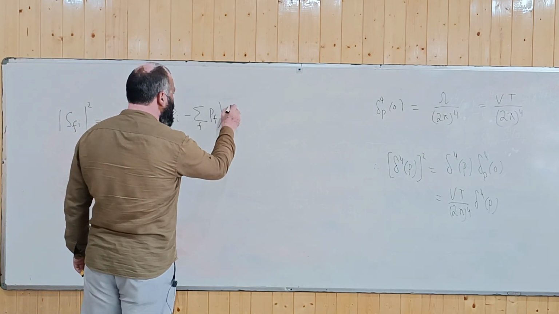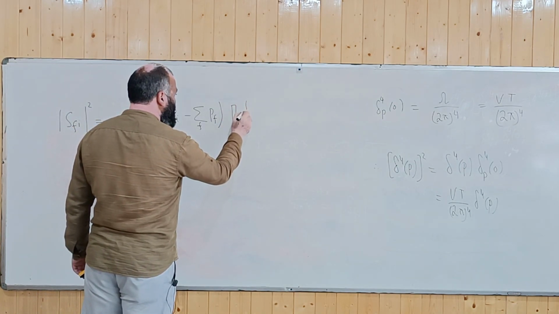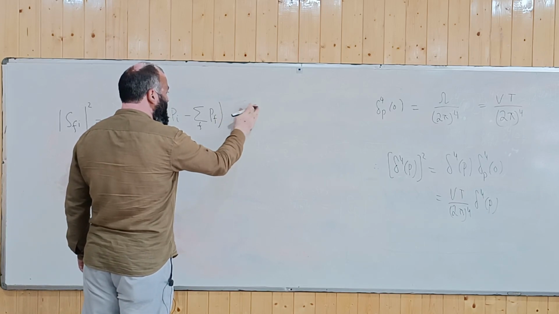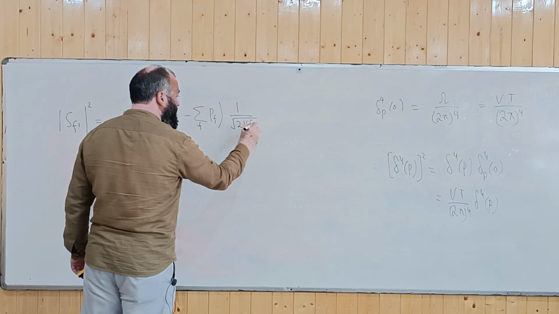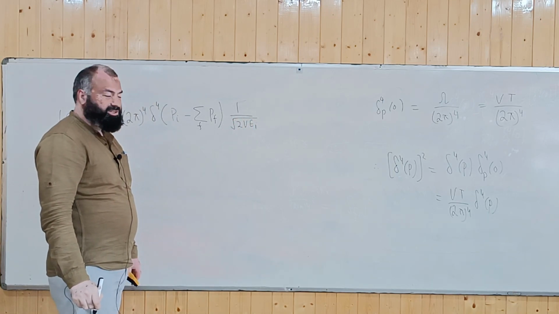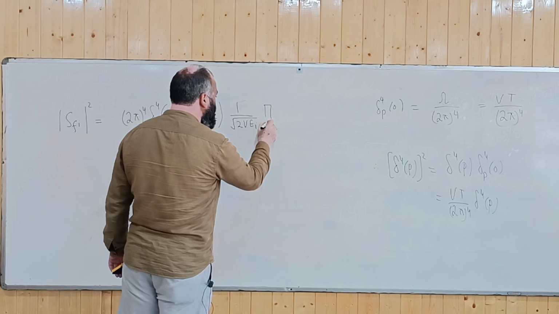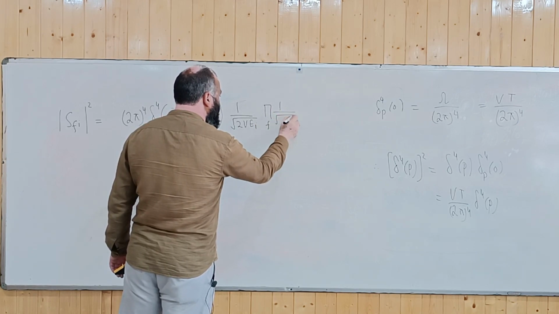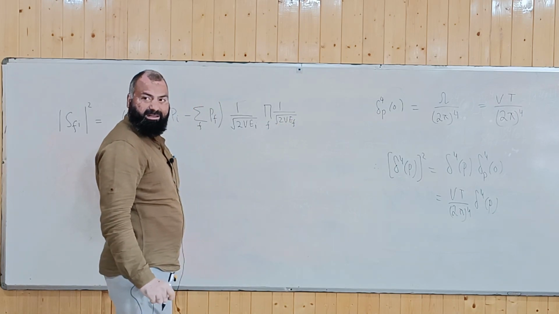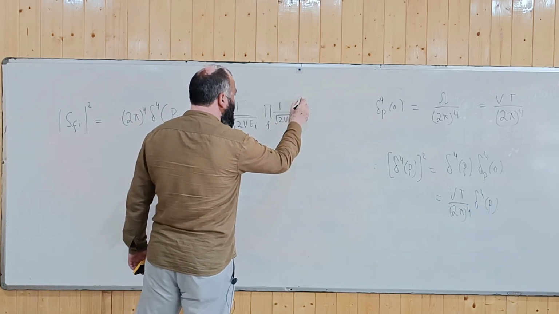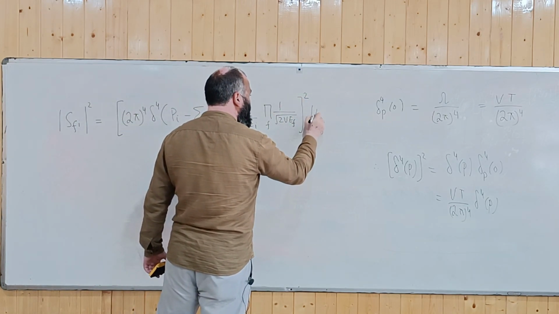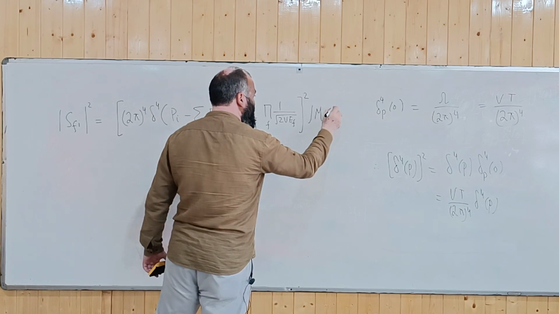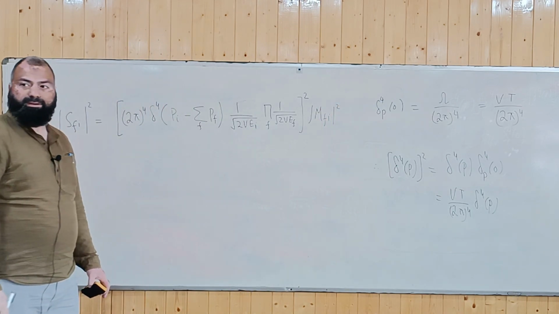Then what am I having here? I will not have a product over i now. I will have simply one factor, root of 2 V E_i, where E_i is the energy of the initial particle. Then I have this product over here, 1 divided by root of 2 V E_f. For each final particle, you will have this kind of factor. Then I need to take the square, and I will have mod of M, because mod of the initial state is 1.